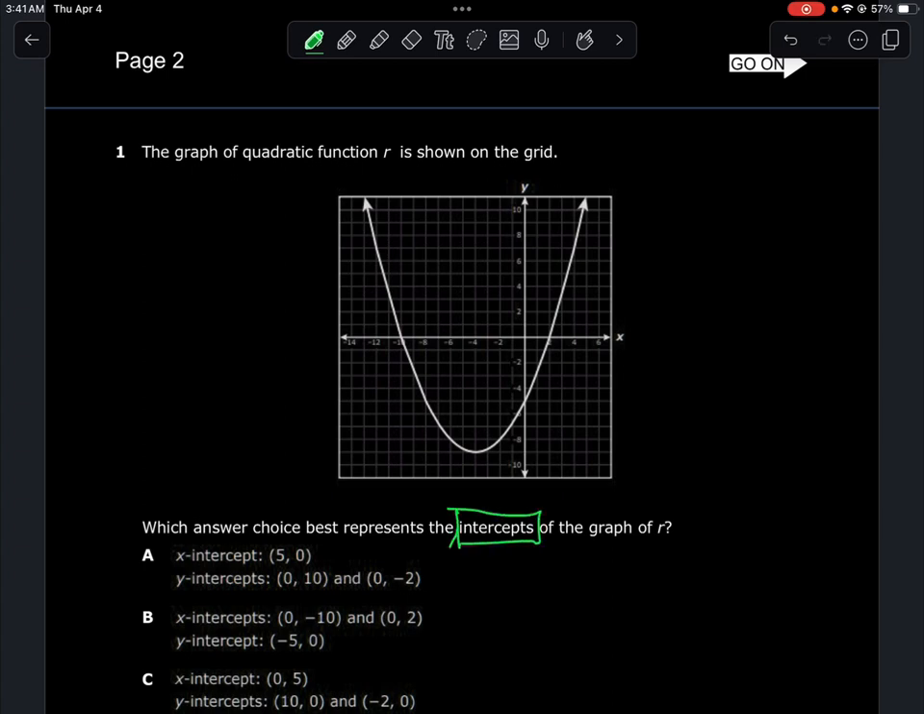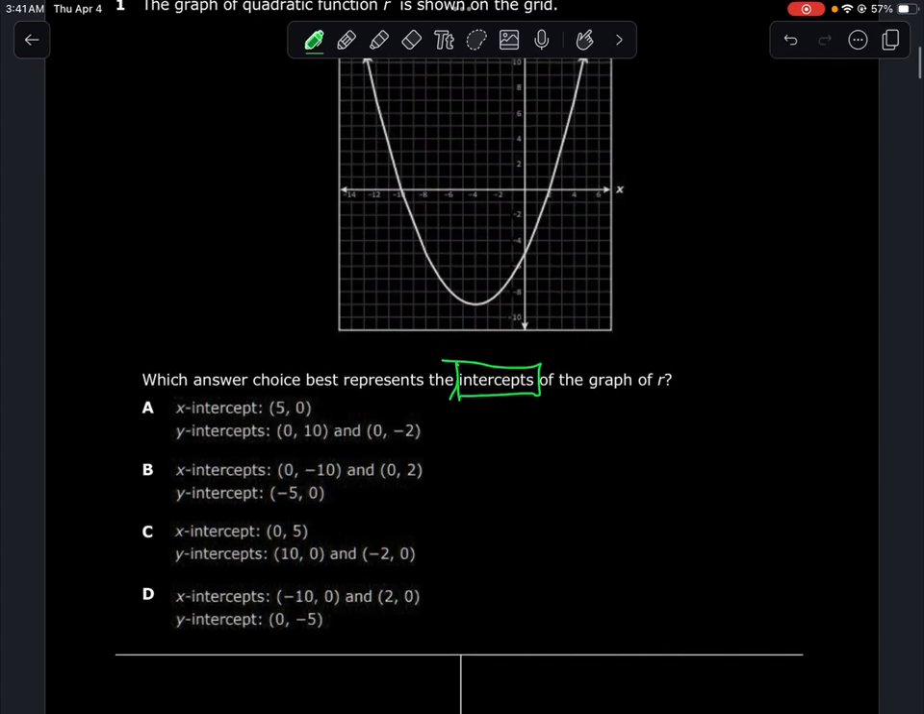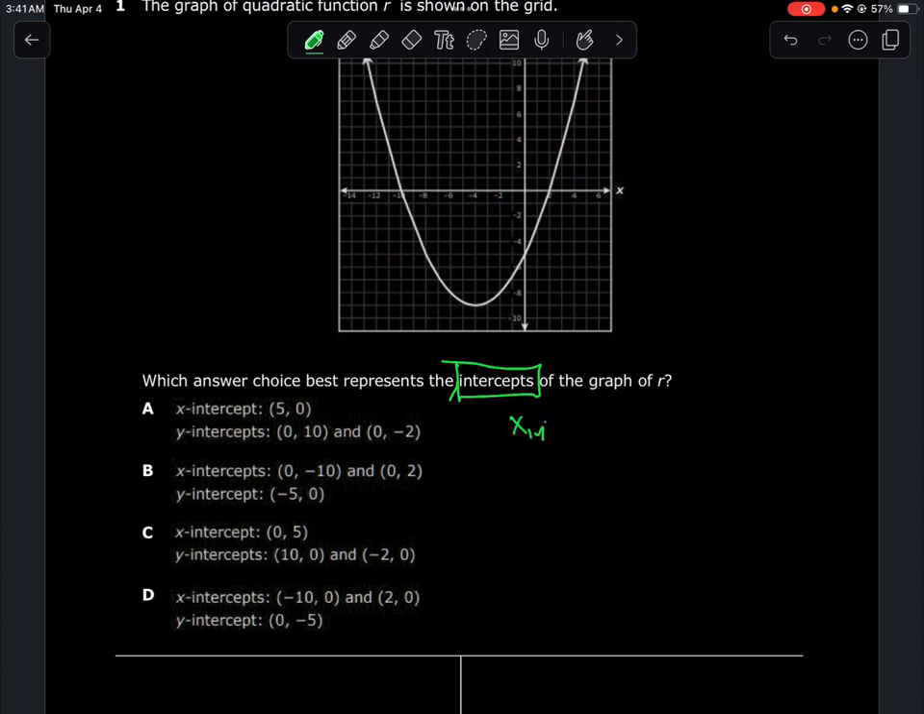Intercepts is the keyword. What are the x-intercepts? We have x-intercepts and we have y-intercepts. The x-intercepts always go with y equals 0, so their coordinates are going to have 0 for y, and the x-intercept goes on the x. The y-intercept always has x equals 0, so the y-intercept point goes with 0, y. Okay, now just by knowing this, I can eliminate some answers.